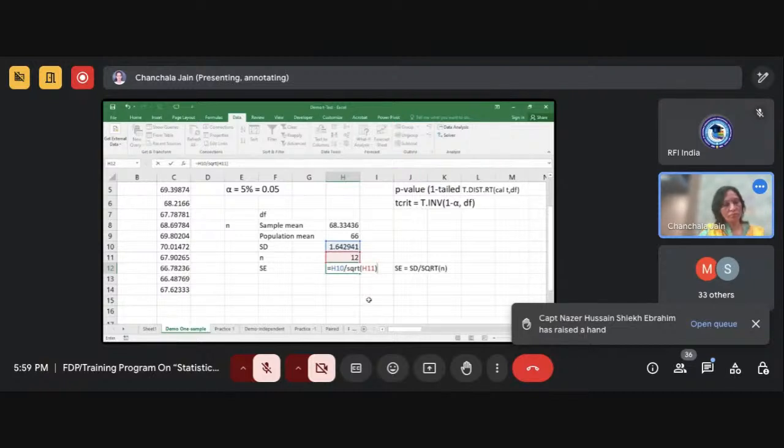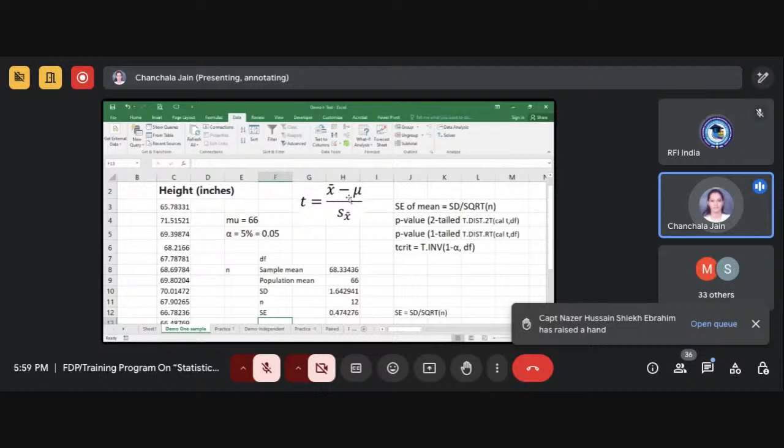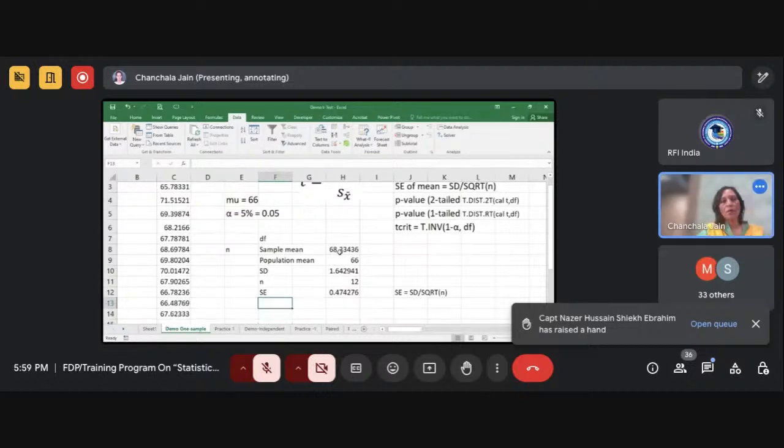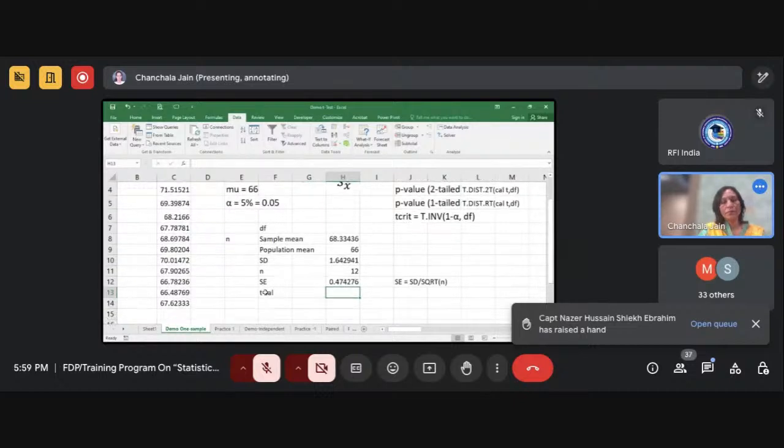Yes, done, ma'am. So the standard error of mean is 0.47. Now, according to the formula, we have all three things. Now we'll get the T calculated value. So for getting this, I'll do one more thing. I'll first get the numerator value.